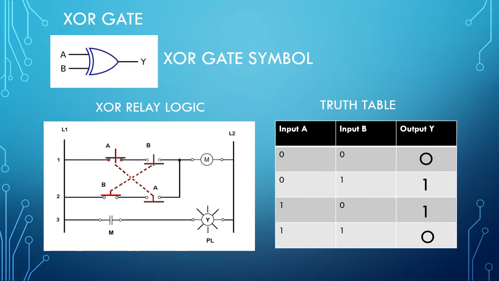However, if I should push both A and B, A will close line 1, but B will open line 1. B will close line 2, but A will open line 2, thus not allowing any current to get to my M coil, not allowing the armature to pull in, and not close M contacts. So that's where it becomes exclusively A or exclusively B, but not both. That's the exclusivity of the exclusive OR gate.